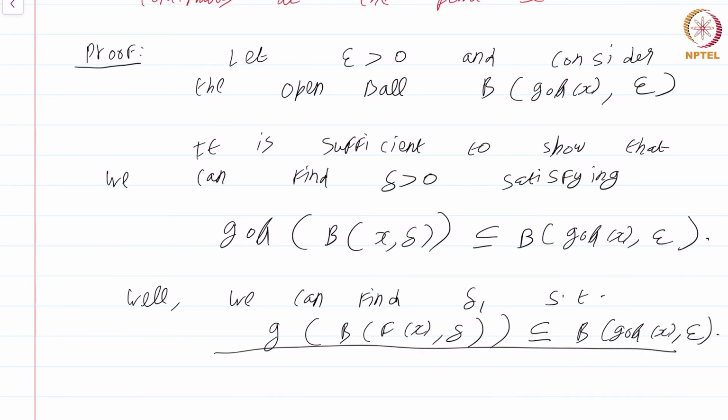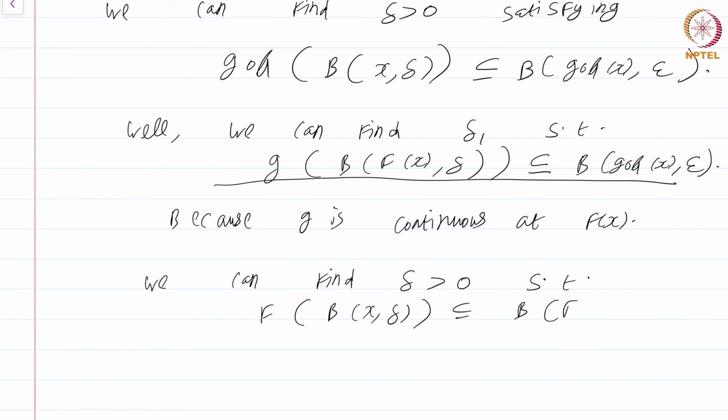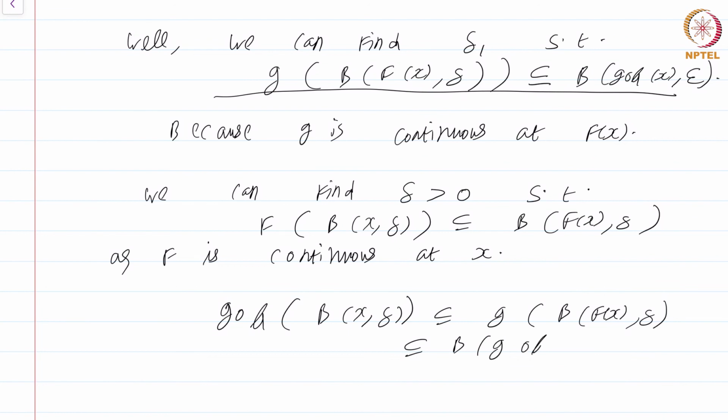Why can we do this? Because g is continuous at f of x. Right? Now we can find delta 2. I'll just call it delta. We can find delta greater than 0 such that f of B(x, delta) is fully contained in B(f of x, delta 1), because f is continuous at x. Putting 2 and 2 together, we get 4, which is what we want. g of f of B(x, delta) is contained in g of B(f of x, delta 1), which is contained in B(g circle f of x, epsilon).